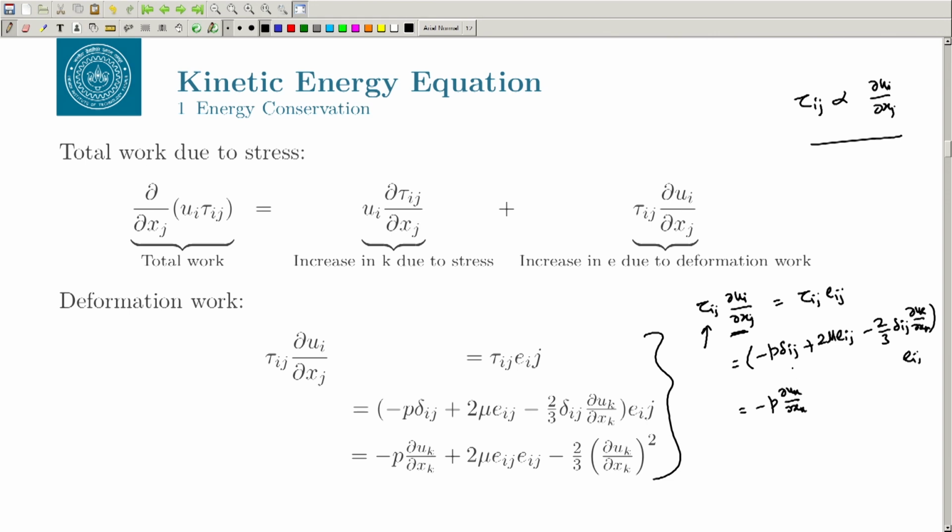because this will only be a number when delta_ij is when i is equal to j. When i is not equal to j, it will become 0. So it will only be non-zero when delta_ij is delta_ii or delta_jj. This will become 2 mu E_ij and minus 2 by 3 del u_k by del x_k whole square.